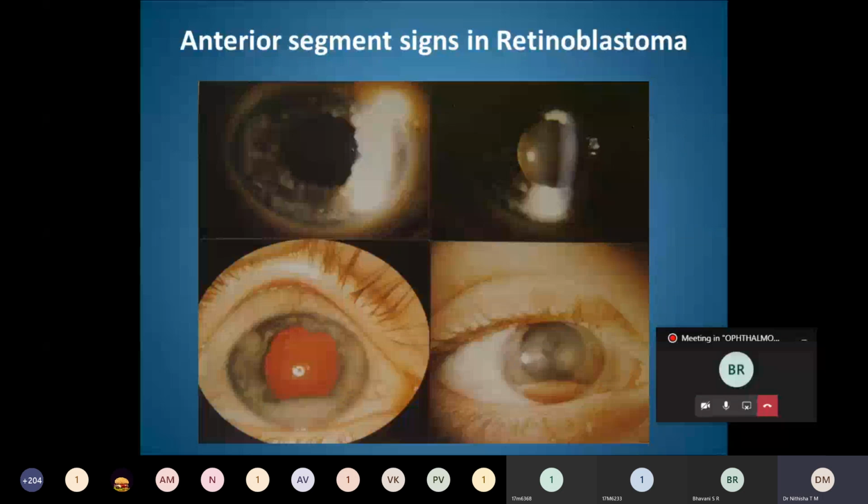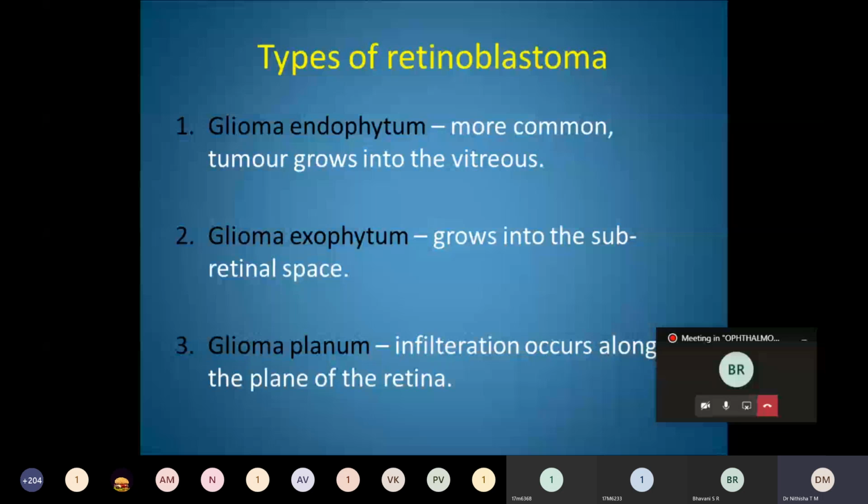Anterior segment signs in retinoblastoma: you are seeing so many iris nodules, hypopyon picture, thick hypopyon, it is pseudohypopyon. What are the types of retinoblastoma? It is divided into glioma endophytum, glioma exophytum, glioma planum. Glioma endophytum is more common, where the tumor is growing into the vitreous. Exophytum grows into the subretinal space. Planum, infiltration occurring along the plane of the retina.